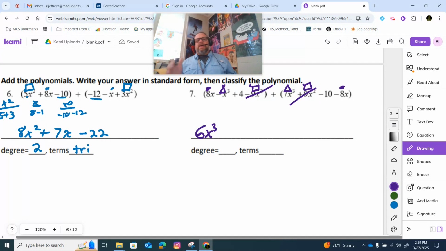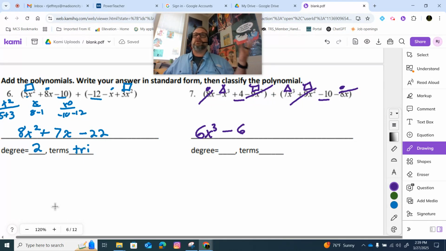All right. Now, what about my x's? Pew, pew. And what about my constants? Now, did we group them? Yes, we did. We just didn't rewrite them when we grouped them.